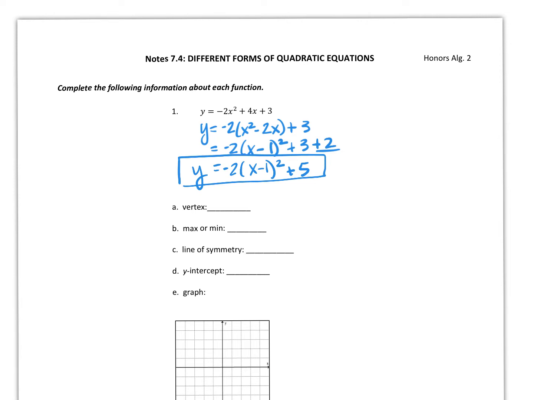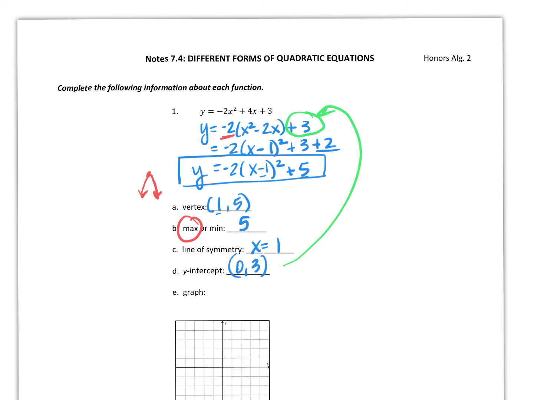Now we can figure out, okay, where's the vertex? Remember, it's the h and the k, but I have to switch the sign of h. So it's 1 and 5. Well, max or min? I can see the negative 2 here means it's going to open down, so it has a maximum. But where's that maximum? Well, that maximum is the y value, so it's a 5. Line of symmetry is going to be x equals whatever h is, in this case 1. My y-intercept, remember, you can pick that out from the original standard form up here. That comes up here, so I just write this as a coordinate pair. So I go 0, 3.